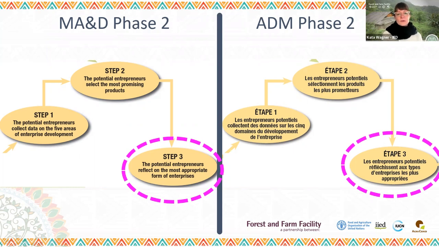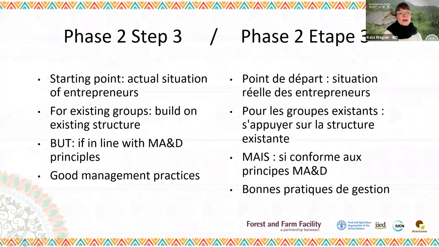So step three is, of course, where the entrepreneurs reflect on the most appropriate form of enterprise. And I just wanted to highlight here that it's the facilitator's role really to help the entrepreneurs identify the most appropriate kind of enterprise or enterprise group. But the starting point is always the actual situation of the entrepreneurs at that present time.